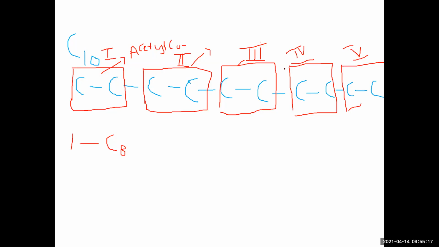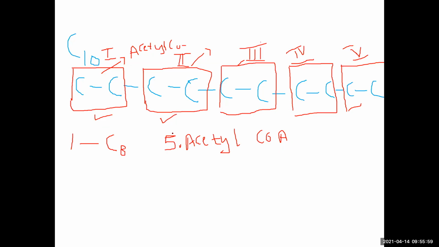Very good, Faiza. Absolutely. But let me explain. In C10, I will produce how many? The question was how many acetyl CoAs you will produce. I produced 1 in the first round, second, third, fourth, 5. So I produced 5 acetyl CoAs. Am I correct? Okay. But how many rounds will it take? This is my round one, correct? This is my round two, correct?